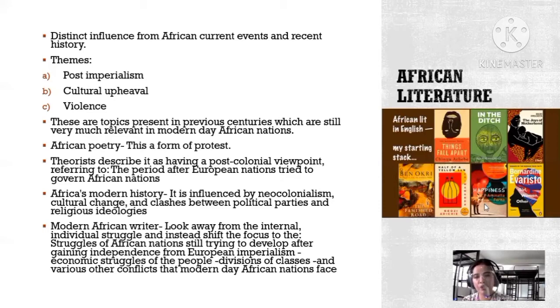from European imperialism. And also about showing their freedom in terms of how they think, how they speak, how they work, their physical activity, and also the economic struggles of the people, like divisions of classes. Like the ones I've told you, the high profile and the low profile, the average condition in the society, and various other conflicts that modern day African nations face. So that's African literature.